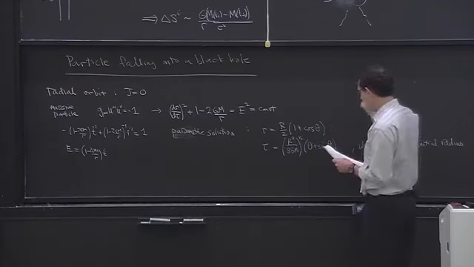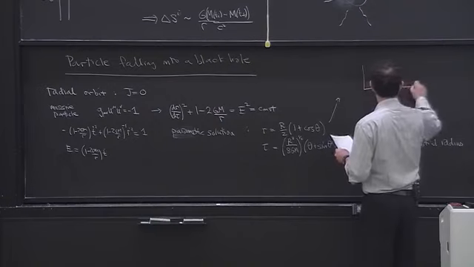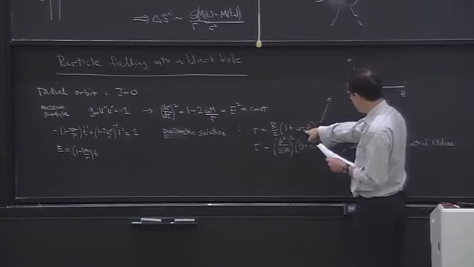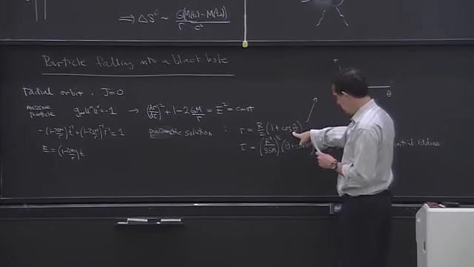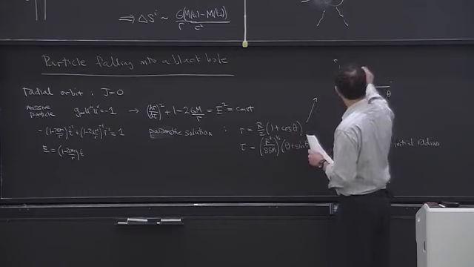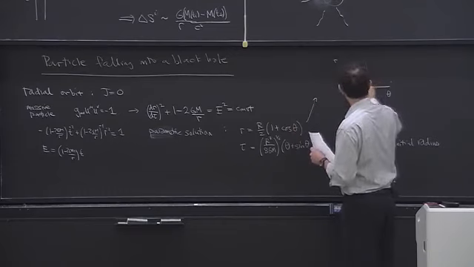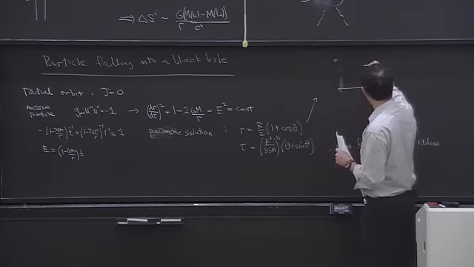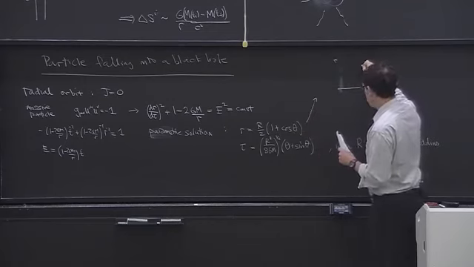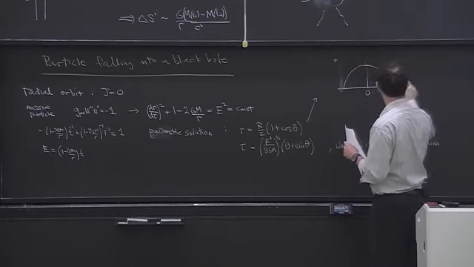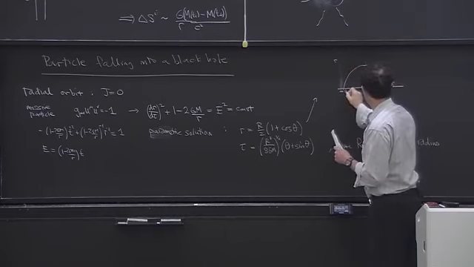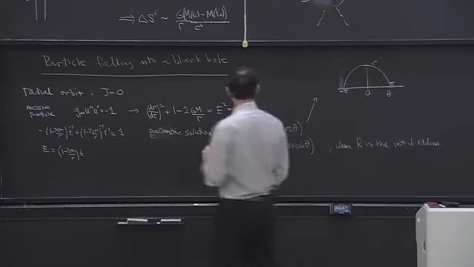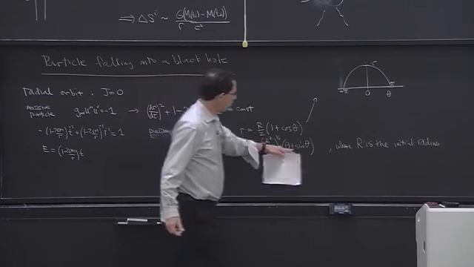What this is telling you is that if you graph R against theta, theta equals 0 is where R is maximum. Theta equals pi or minus pi, R equals 0. Okay, so this is R of theta. And tau is this function of theta.